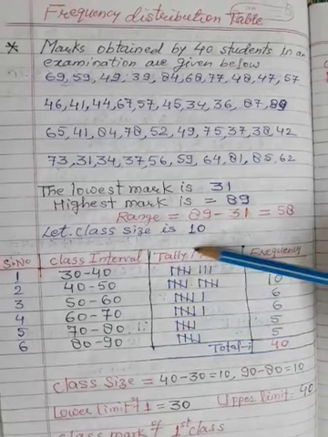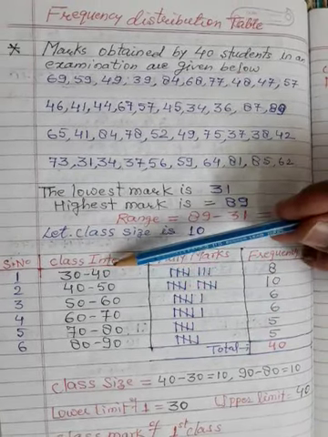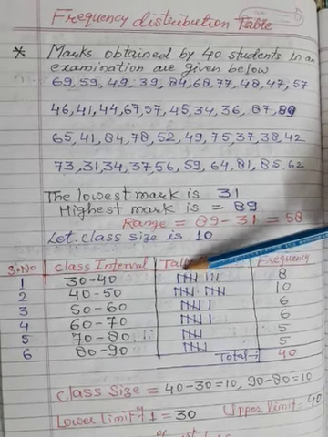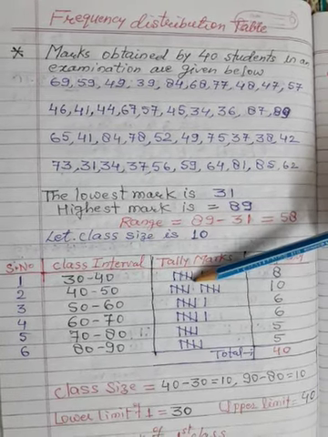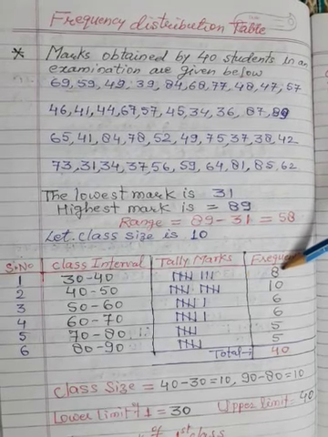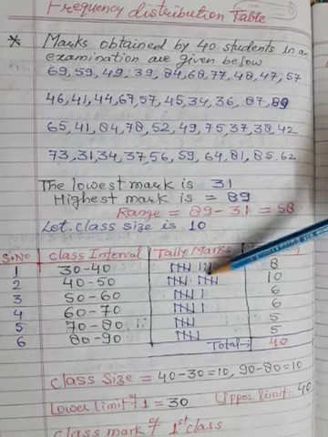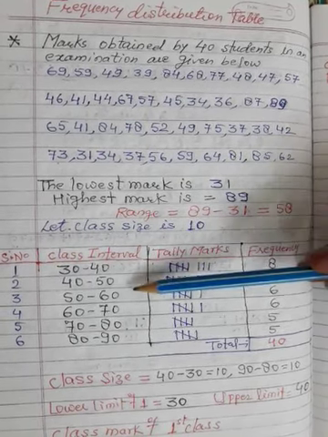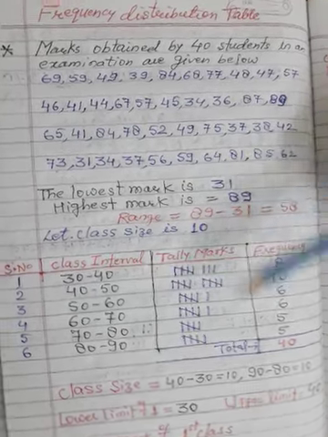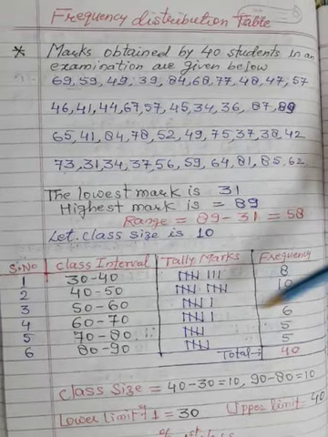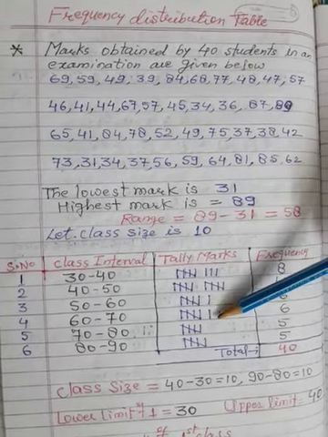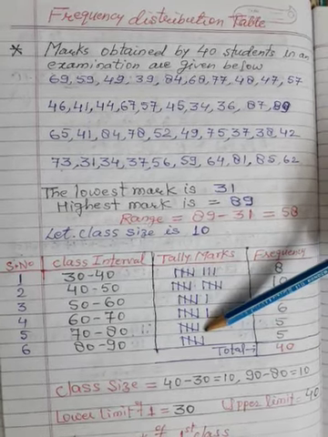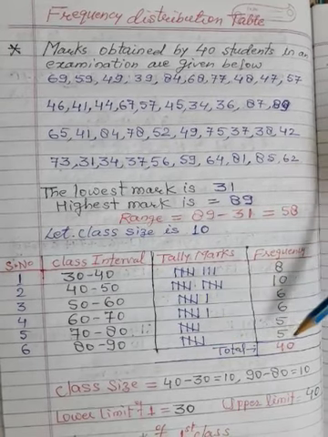Now, tally marks. Between 30 to 40, the number of students who got these marks is 8. So 1, 2, 3, 4, and 5 is the cross, 6, 7, 8. 8 is the frequency. 40 to 50, 10 students are there, 5 and 5, 10. 50 to 60, we got 6 from this data, so 5 and 1, 6. 60 to 70, 6 are there, meaning 6 is the frequency. 70 to 80, 5 students, and 80 to 90, 5 students.